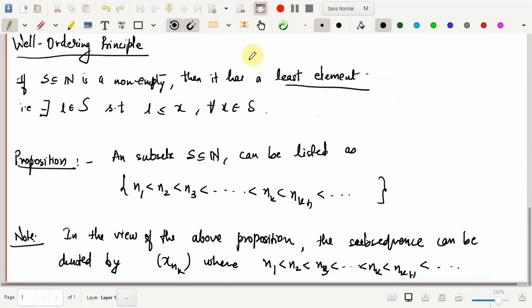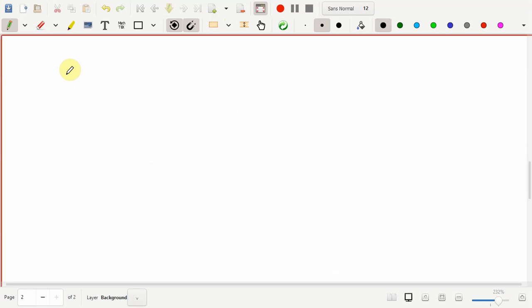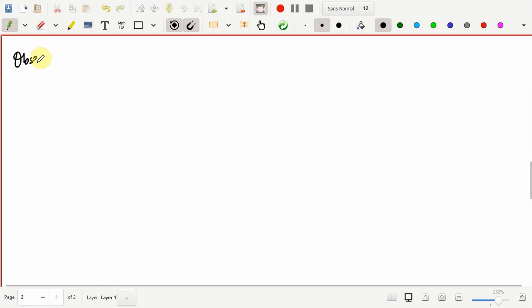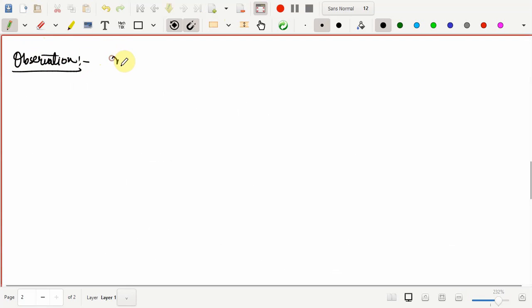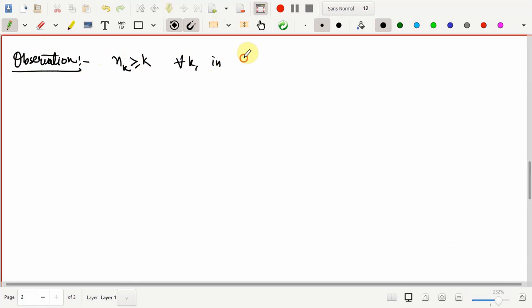So that is one very important observation we have to make, so that we might use it while defining the properties of the subsequence. So I call this an observation: nk is always greater than or equal to k for every k in N. Once we make this observation, we are ready to define the convergence of a subsequence the way we defined the convergence of a sequence.